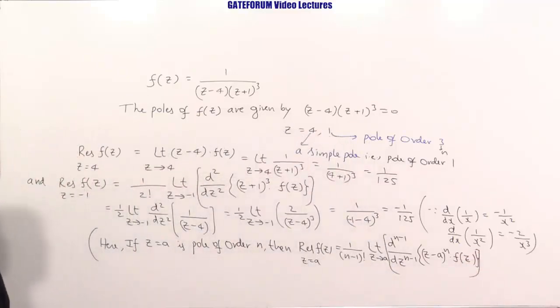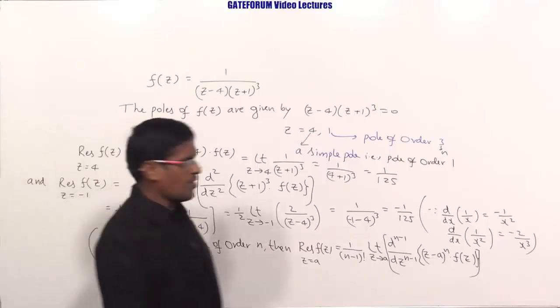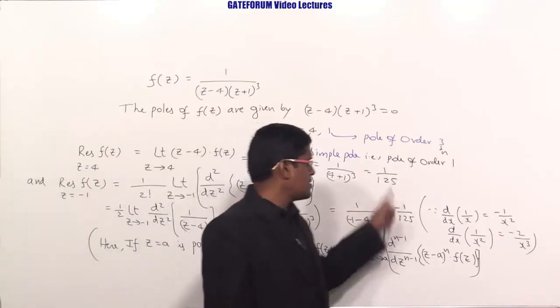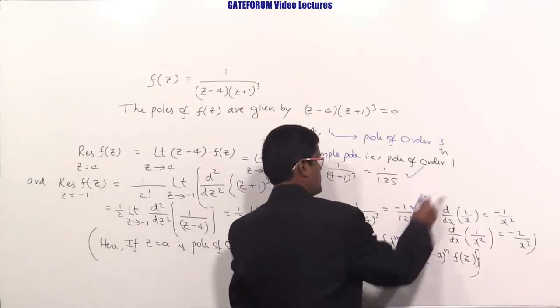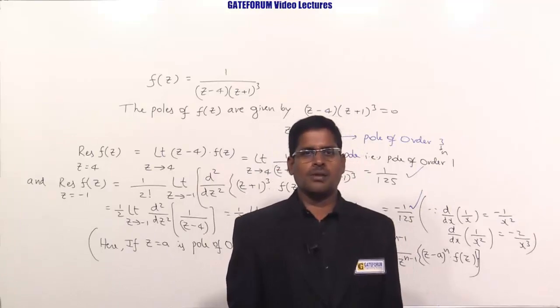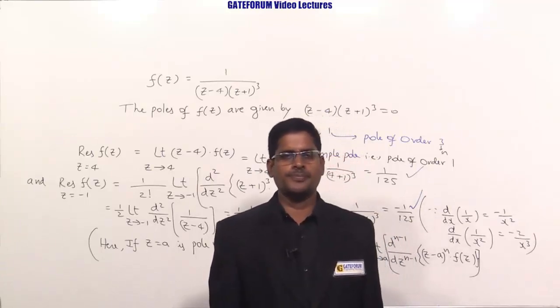So finally the residues at the poles are 1 by 125 and minus 1 by 125. This is the answer, that is this one, this one. Accordingly, the option is B. This is the end of the question.